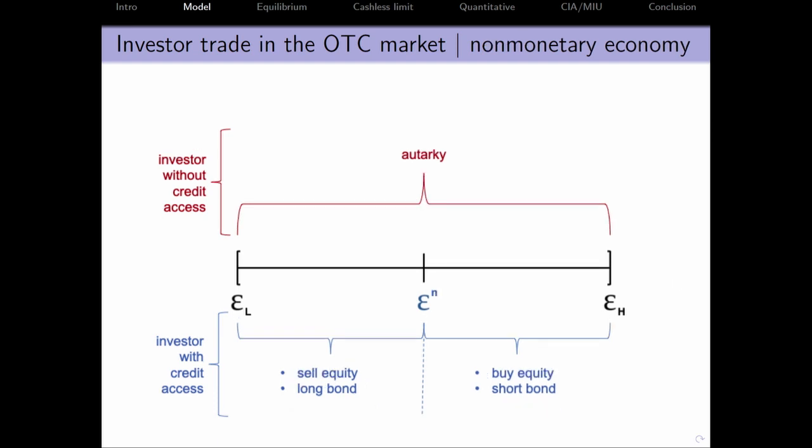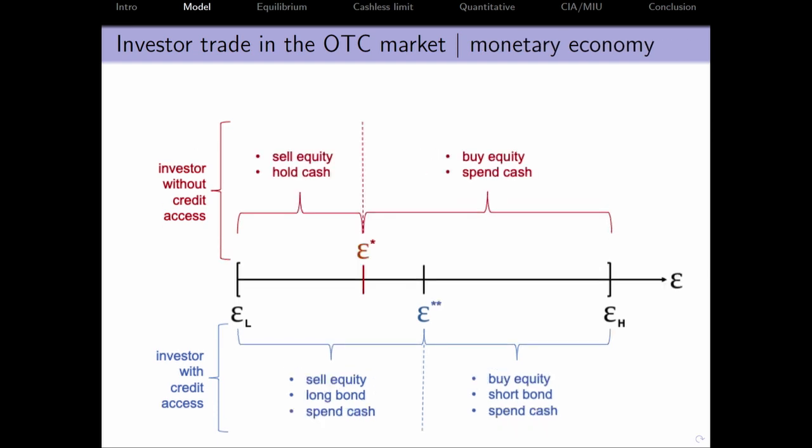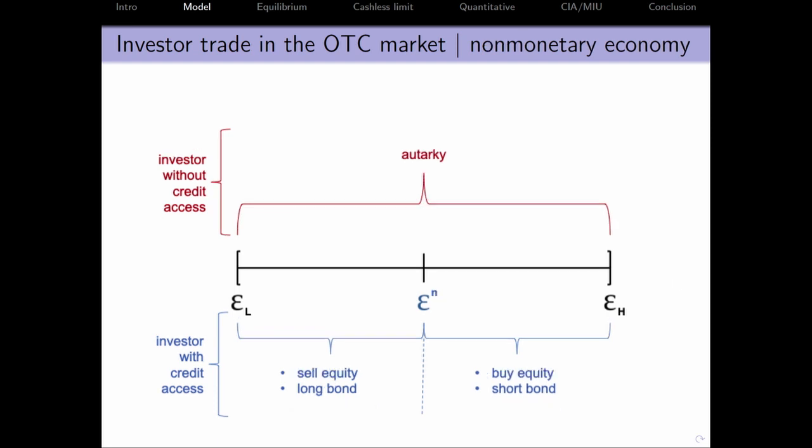Now, those are in a monetary economy. So the way the non-monetary economy looks is it's pretty similar, except there's no cash in the picture. So in the non-monetary economy, if you're a person without access to the credit intermediation, then basically you're in autarky. You can't short or long the bond.